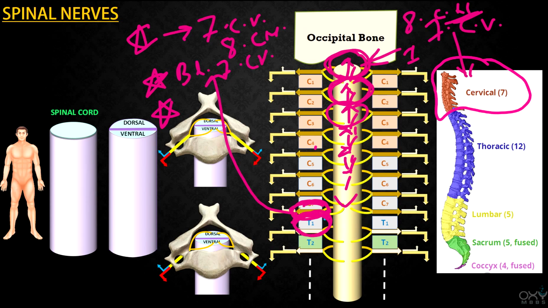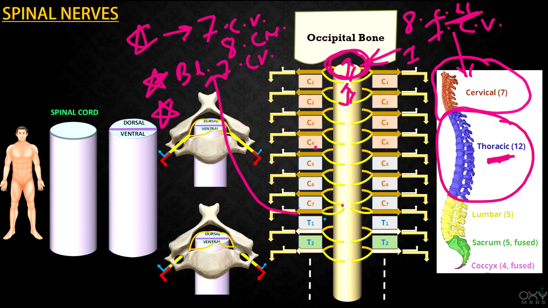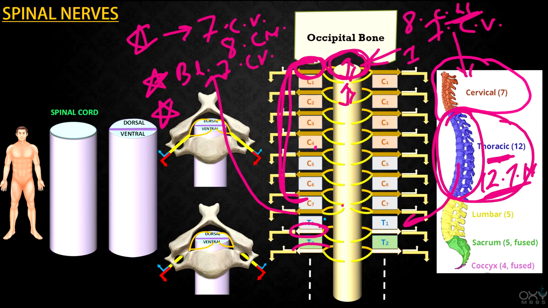Now friends, in the thorax region there are 12 vertebrae and these are called thoracic vertebrae. So 12 pairs of thoracic nerves will emerge through these vertebrae like this. As in the case of cervical nerves, up to the 7th cervical nerve they emerge above the vertebra. But thoracic nerves emerge below the vertebra.